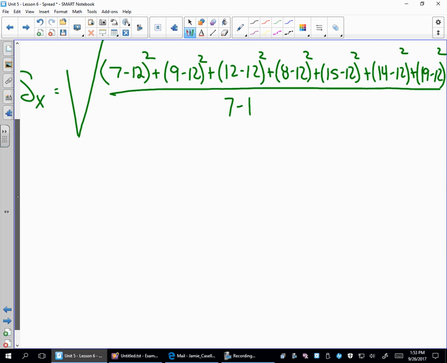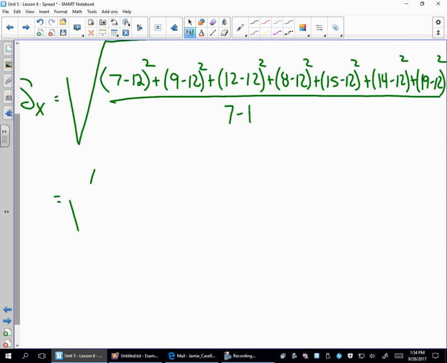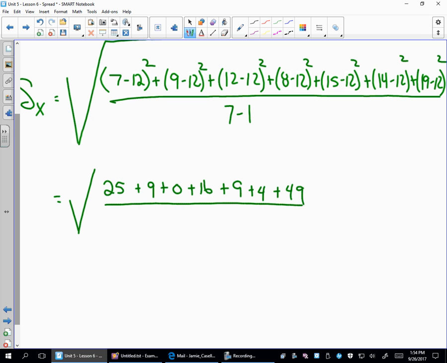Okay, next step. We are going to subtract and square. So I get negative 5 squared is 25. 3 squared is 9. 0 squared is 0. 4 squared is 16. 3 squared is 9. 2 squared is 4. And 7 squared is 49. And on the bottom we get 6.